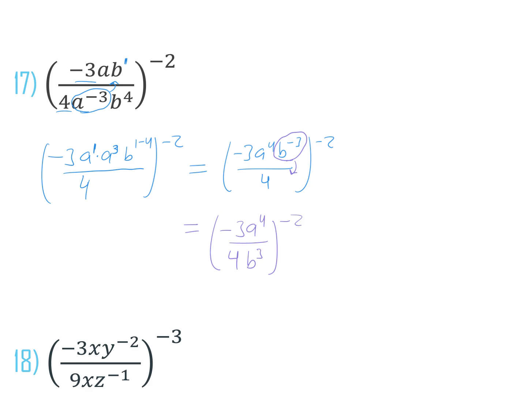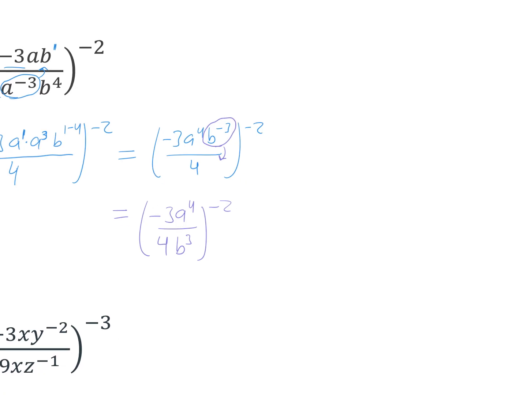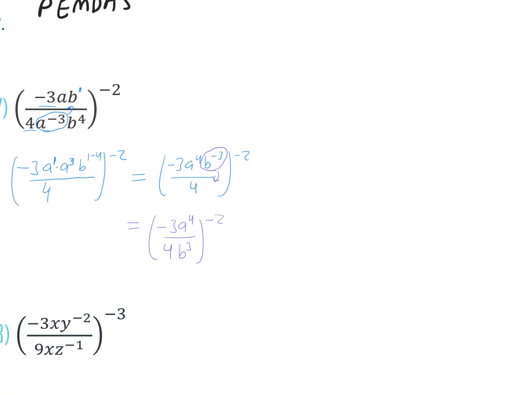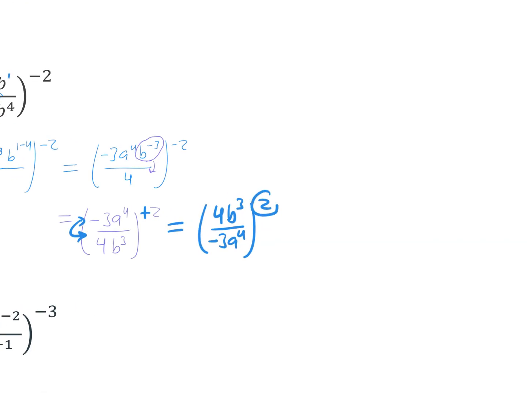All right, now from here you have options. Again, you always have options. You just don't want to break any rules of math. You could try to switch the top and the bottom and make that minus a plus, right? That's what I like to do, and then distribute. So I'm going to get 4b to the third over negative 3a to the fourth, to the power of positive 2. And now that 2 I can distribute to every single factor.